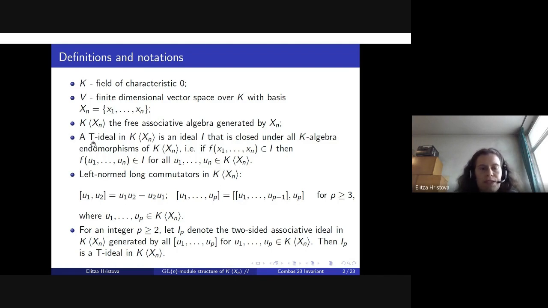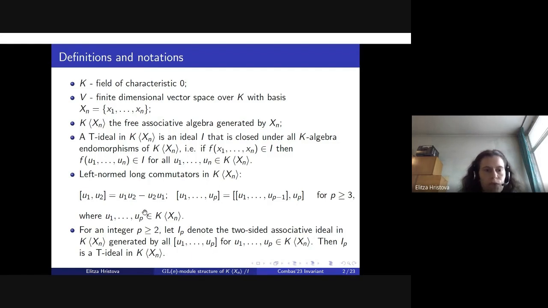Let me recall that a T-ideal is any ideal in K⟨Xn⟩ which is closed under K-algebra endomorphisms. Or in other words, if we take any element from I, and we replace the basis vectors x1 to xn by any elements from our free associative algebra, then we get again an element from the ideal I. One example that will be very basic in our talk is the ideals Ip for any integer p. This is the two-sided associative ideal generated by all commutators of length p.